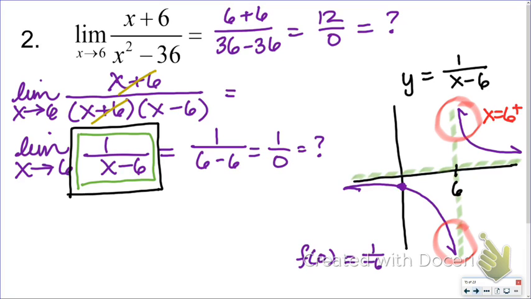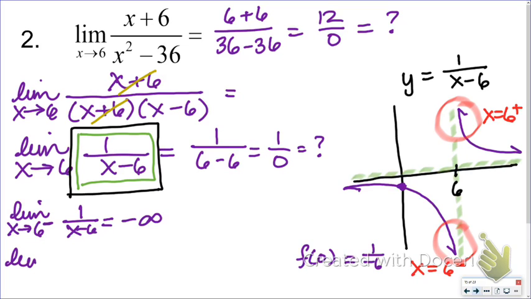I'll call it 6 plus. And this here is where x is less than 6, or 6 minus. So, what conclusion am I going to draw? I'm going to say that the limit as x approaches 6 from the left side of this is negative infinity, and the limit as x approaches 6 on the right of this graph is positive infinity, right? We're going down towards negative infinity over here and up towards positive infinity over here.